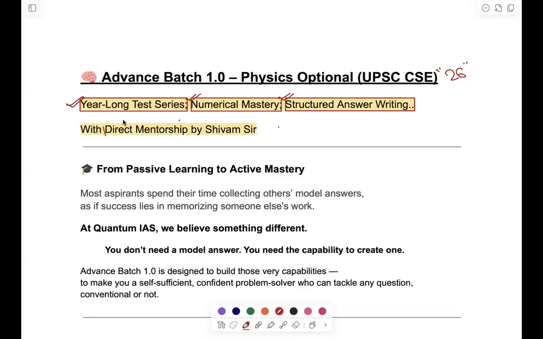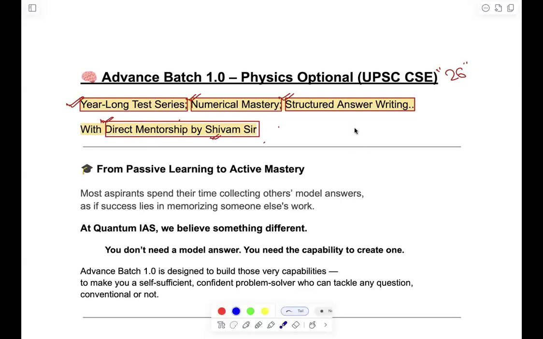And again, there is direct mentorship by me only, Shivam. So I will be guiding you throughout the course. Now, those who have already done the foundation with me, or those who have already done the content with me, know that I take mentorship very seriously. It is not a one-way mentorship where you will call me. I will also be calling you.